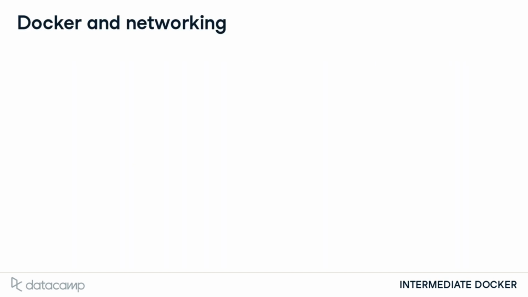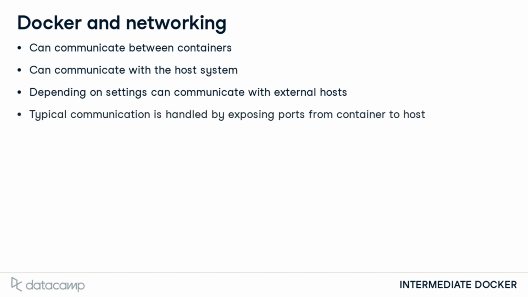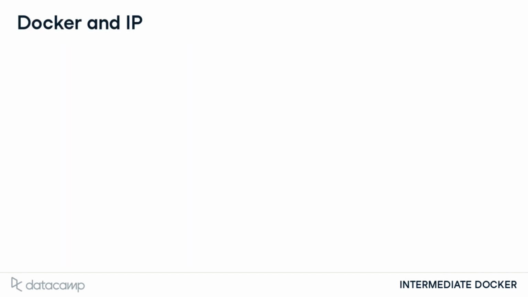Docker has extensive networking capabilities and can facilitate communications between containers and the host system. Depending on the settings, it can also allow communication with external hosts or the wider internet. Typically, communication is handled by exposing ports from containers to the host and acts like a translation between them. Containers can have their own IP addresses.